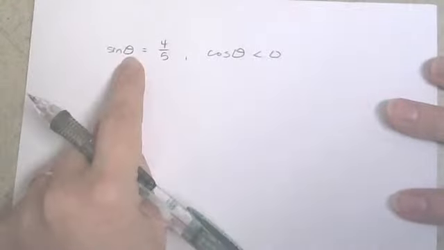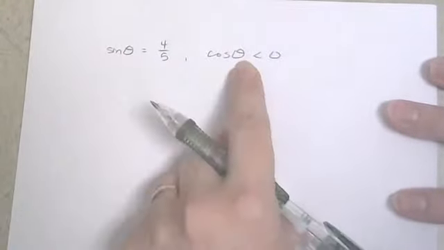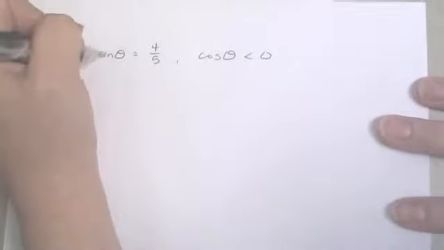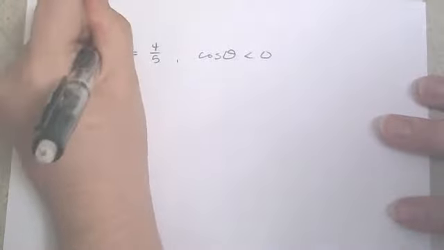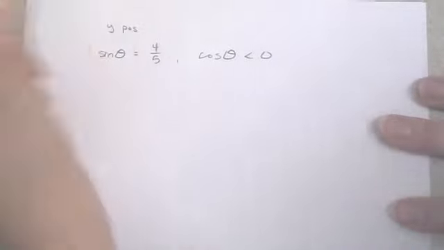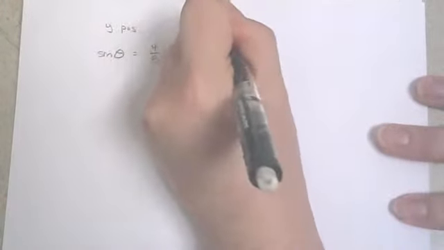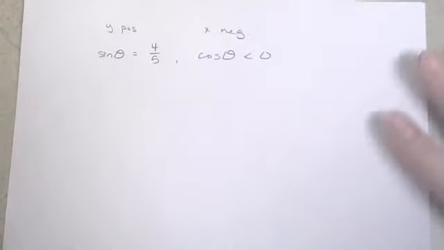We're told that sine of theta is 4/5, cosine of theta is negative. Okay, now, before we do anything, because sine of theta is positive, that means we know that the y value is positive, because sine of theta is the y value. Cosine of theta is negative, and so that means the x is negative.